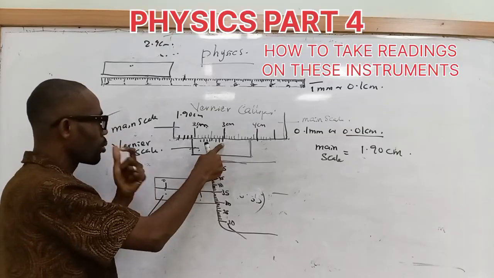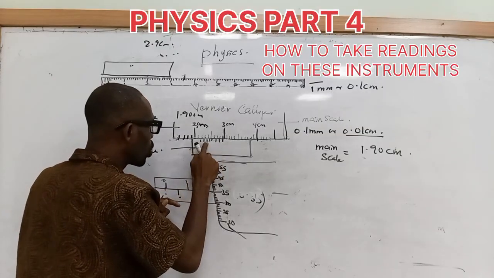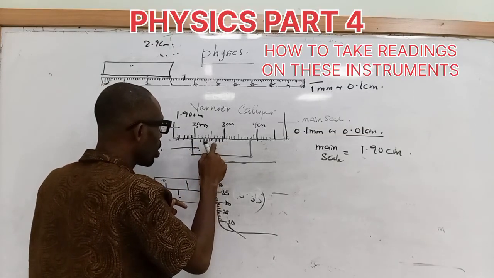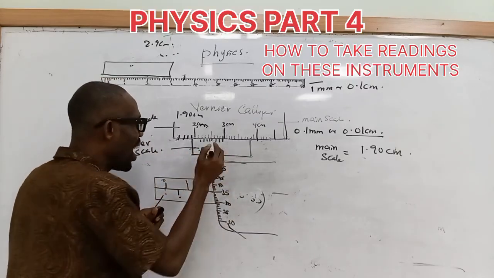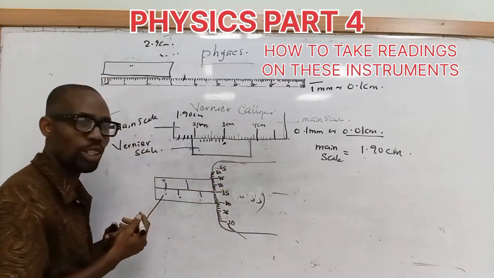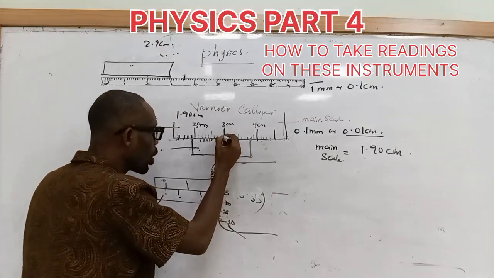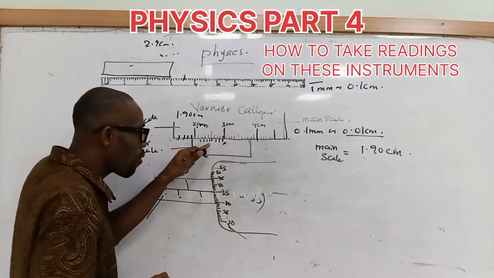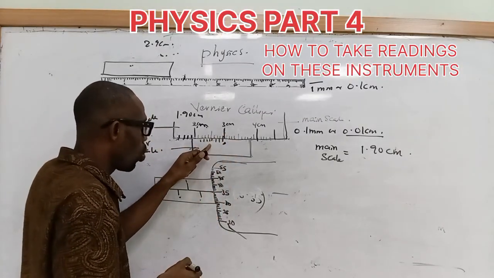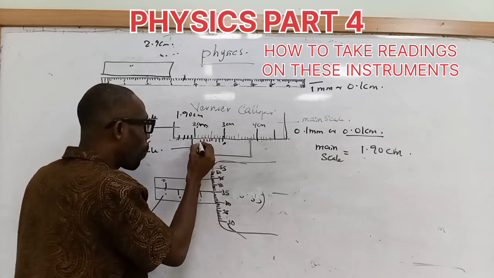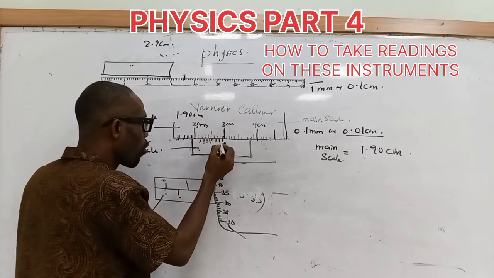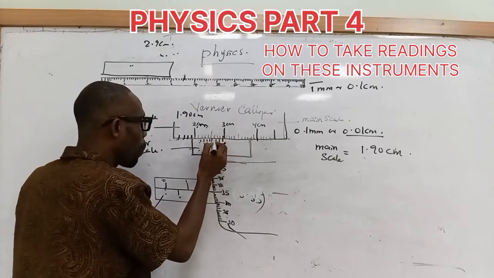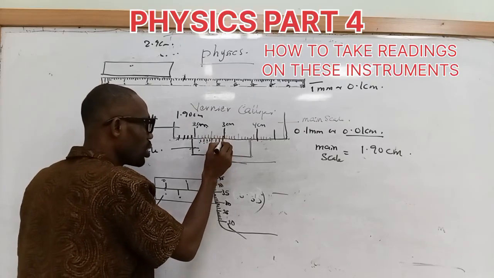Oh, look at this one. So this is 1, 2, 3, 4, 5, 6, 7. 1, 2, 3, 4, 5, 6, 7, 8. So the 8th division of graduation coincides with this one. It's touching across this. So therefore, what would that be? So this will be 0.01, 0.02, 0.03, 0.04, 0.05, 0.06, 0.07, 0.08.